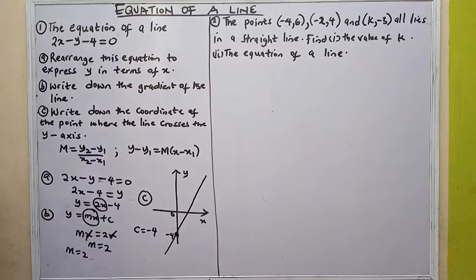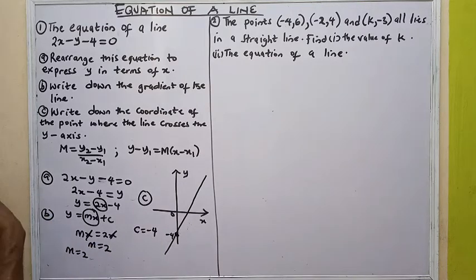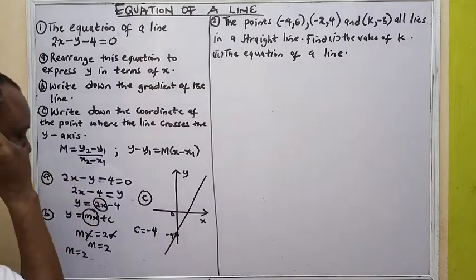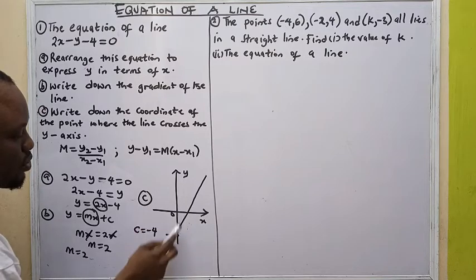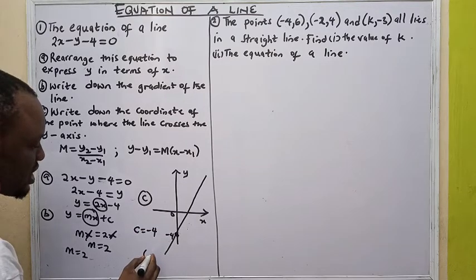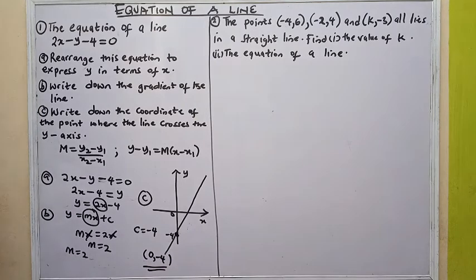Okay. Now, if I want to write the coordinates, the question did not say write the intercept. The question did not say write down the point where the line crosses the y-axis is minus 4. But the question says write down the coordinate. It has to be the coordinate, which means at what value of x is y minus 4. x is 0 when y is minus 4. So the coordinate is x is 0 when y is minus 4. So this is the solution to the problem.